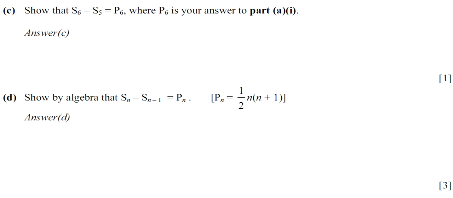Okay, moving on now to question 9, part C. To show that S6 minus S5 equals P6, where P6 is the answer to A part 2. So I'm going to write down what S6 is, and what S5 is, and what P6 is. So I'm going to go back now to the previous parts of the question, and look what they are.